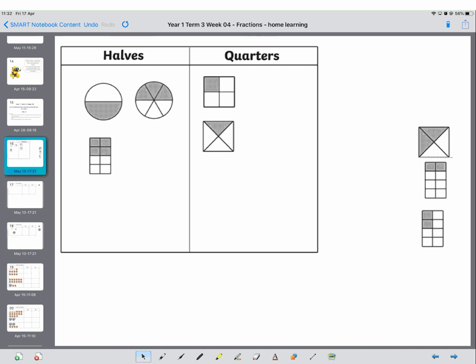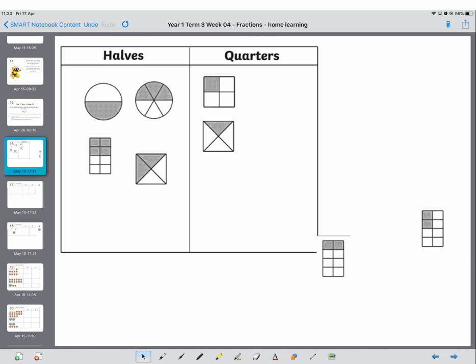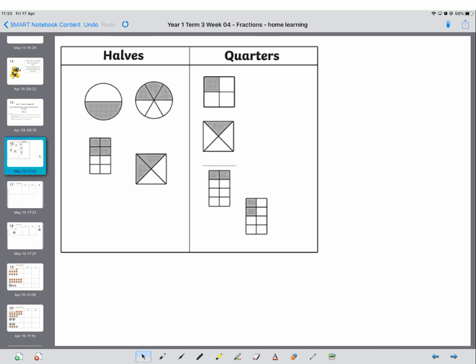Next one, again, there's 4 sections, but 2 of them are shaded. So that's going to be a half and not a quarter. And these last couple, 8 sections, only 2 are shaded, so that's a quarter. And this one, it's just 2 again, it's identical, just with a different shading pattern. So that's the quarters. But you did brilliantly on those.